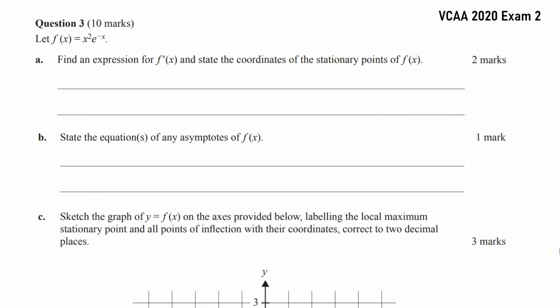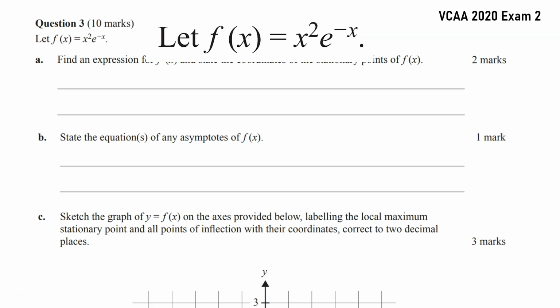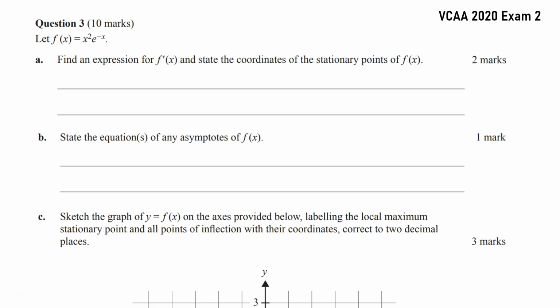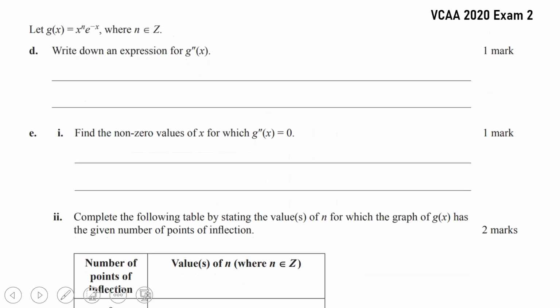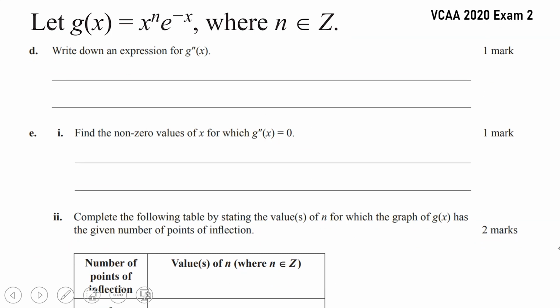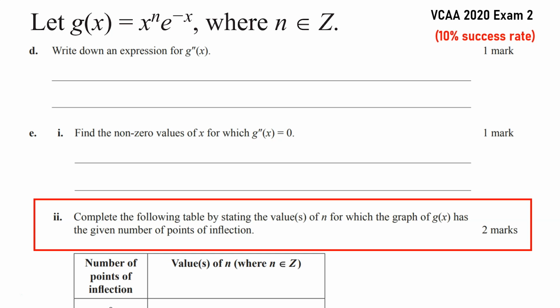Alright, so this is exam 2 from the year 2020. It's asking about the function x squared e to the -x. But the tricky part was when we then, later on in the question, generalized to x to the n e to the -x. And in part 2, students were asked to investigate how many points of inflection would occur for different values of n.